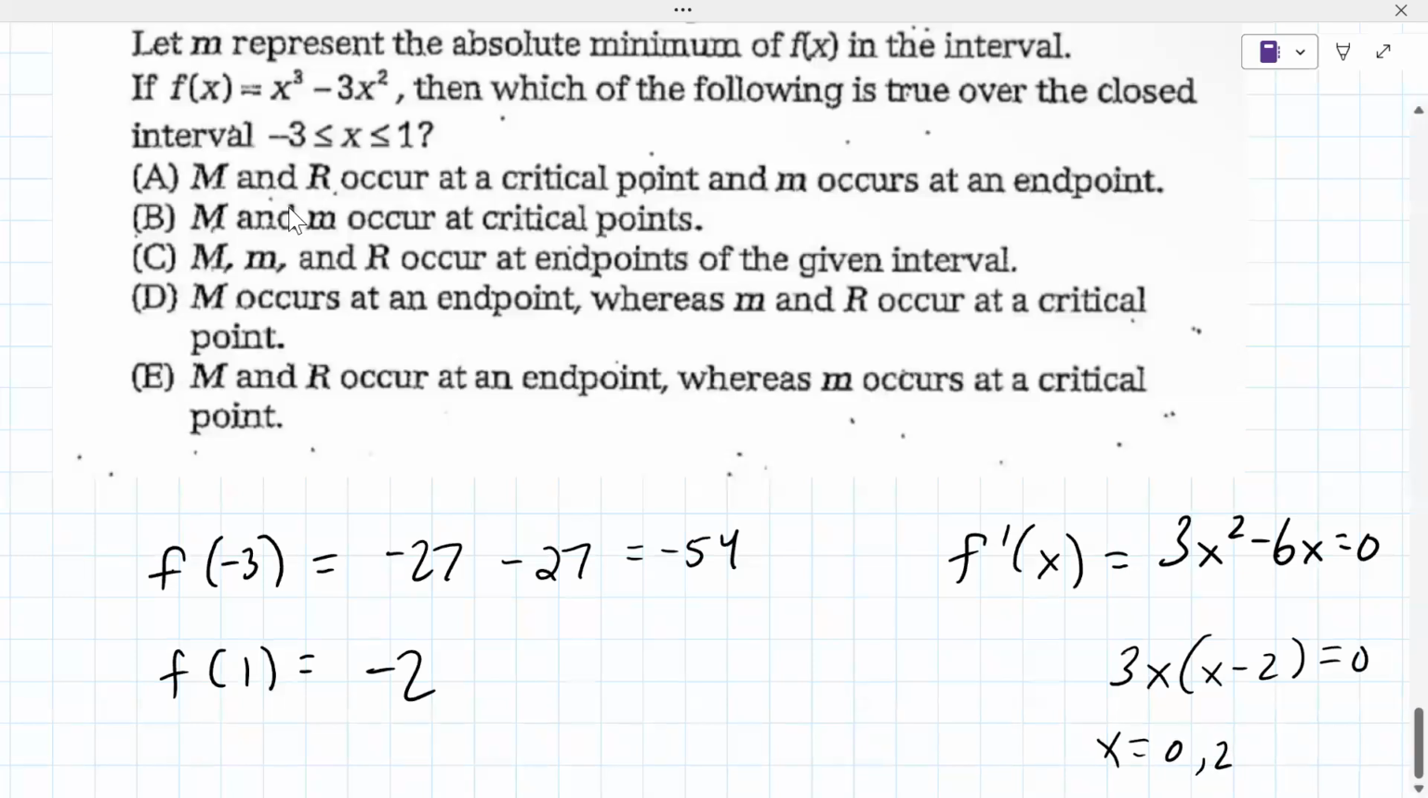Now, are either of these in the interval from -3 to 1? No. I think 0 is. 0 is, okay. 2 is not. So we want to evaluate the original function at 0. What does that become? Wait, let me think.